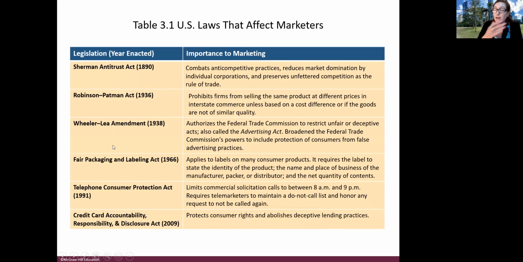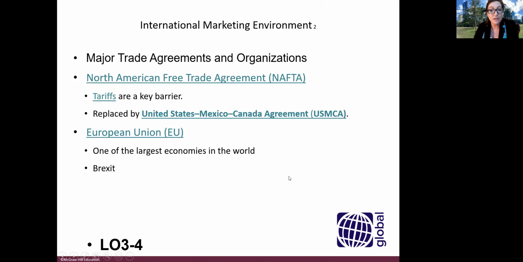Now, apart from specific industry regulation, there are more general laws that marketers must be aware of. And here Huntertel is giving you some examples, such as the Fair Packaging and Labelling Act, which came about in 1966. And so you have to be aware that the label is required to identify the product and name the business and identify the location of the manufacturer, the packaging, and the distribution of the contents.